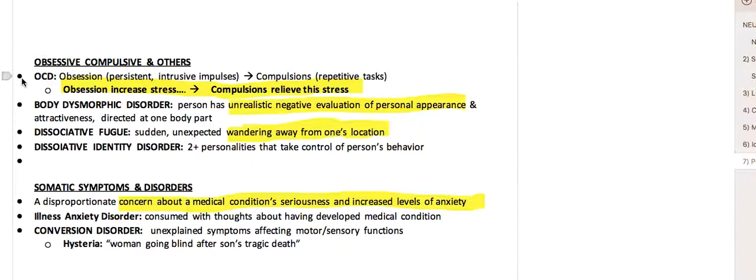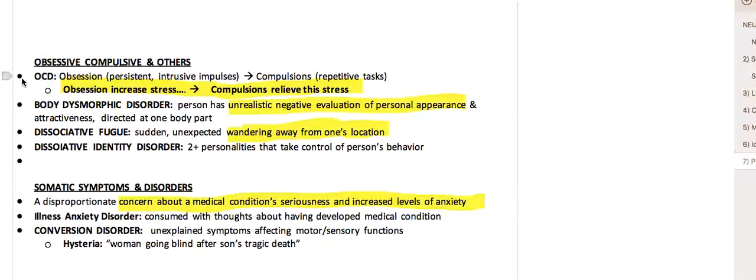Obsessive compulsions and others. So we have OCD, which is obsession, and obsessions are persistent, intrusive impulses, whereas compulsions are repetitive tasks. Usually this is a cycle. Obsession increases stress, and compulsions will relieve the stress. Body dysmorphic disorder is when a person has an unrealistic negative evaluation of one's appearance, and usually this is one part. So, for example, someone over and over can repetitively get a nose job from a plastic surgeon.